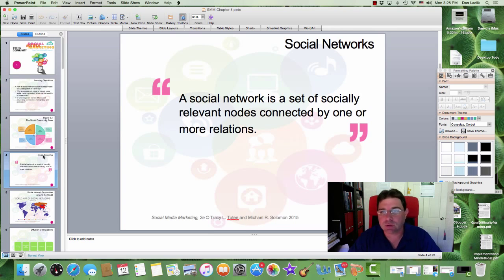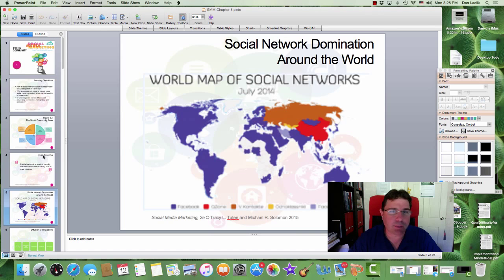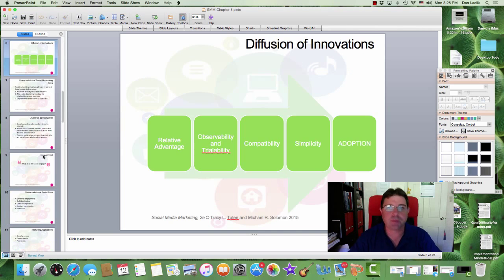Okay, we already did nodes and relationships in the last chapter. This is not a very good map. I'm going to skip it.